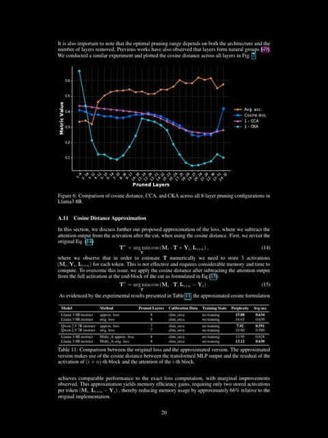Figure 6: comparison of cosine distance, CCA and CKA across all 8-layer pruning configurations in Llama 3 8B. Appendix 11: cosine distance approximation.